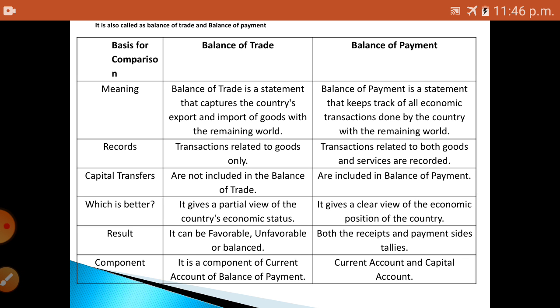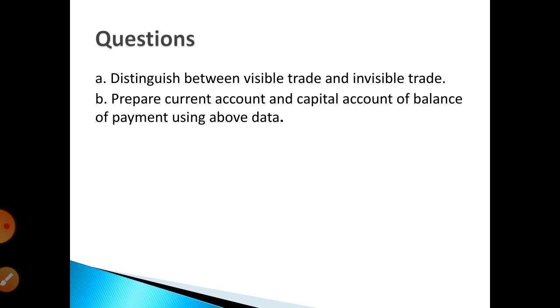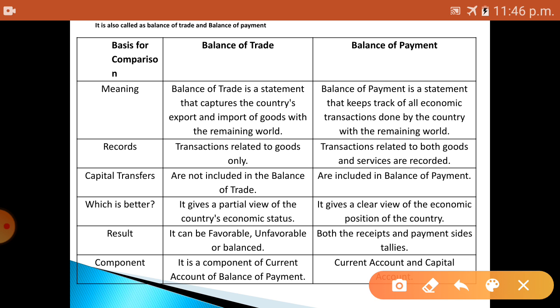Next, balance of payment is a statement that keeps the economic transactions done by the country with the remaining world. Okay, balance of trade is within the country. This one records all the economic transactions with the remaining world. Next, second is records. What does balance of trade record? It records only goods. Balance of trade records only goods, and for that purpose we call it visible trade.